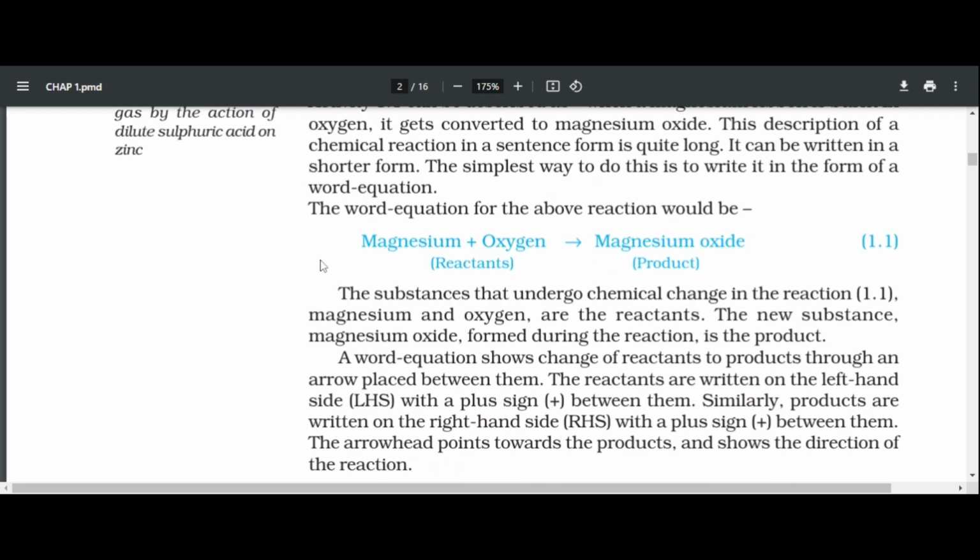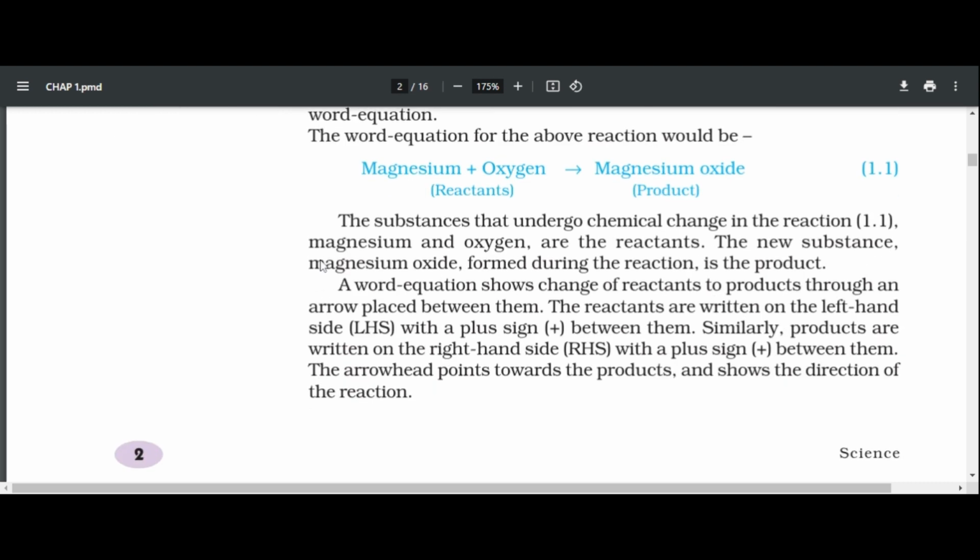In this, magnesium and oxygen are the reactants and magnesium oxide is the product. The substances that undergo chemical change in the reaction shown in 1.1, magnesium and oxygen, are reactants. The new substance magnesium oxide formed during the reaction is the product.